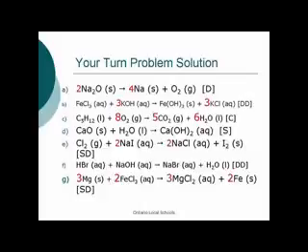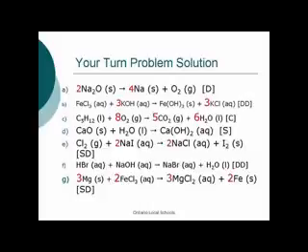Now for E, we have a single displacement reaction where a halogen, chlorine, is displacing the iodide ion in solution. So we have Cl2 plus 2 NaI yields 2 NaCl plus I2. This is a single displacement reaction, and again, all single displacement reactions are also oxidation reduction reactions.